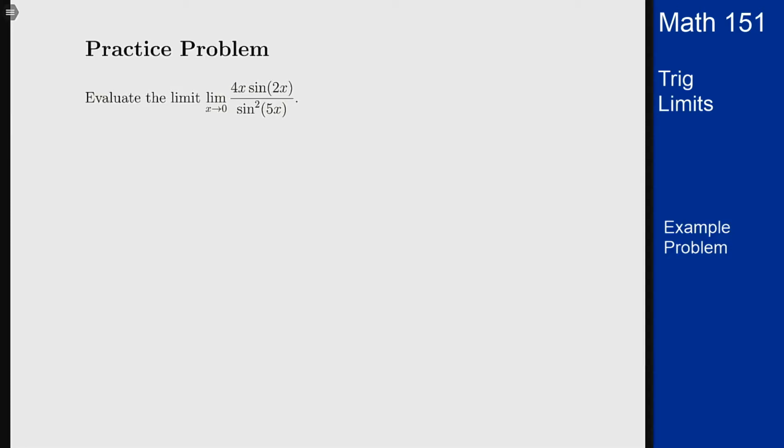In this example, we want to evaluate the limit as x goes to 0 of 4x times sine of 2x divided by sine squared of 5x, remembering that sine squared of 5x is the same thing as sine of 5x, squared. The first thing we want to do for solving this problem is split up all the different terms and then try to use them to figure out what we need to multiply and divide by, to make the limits work out the nice way we need them to.